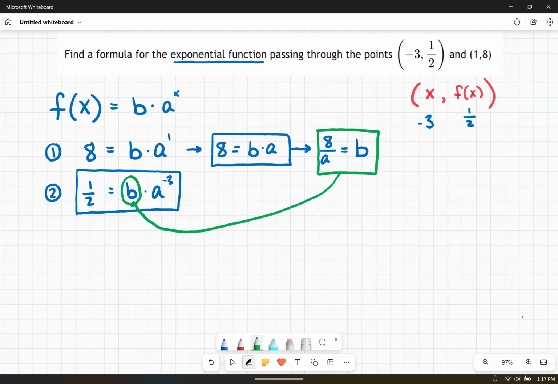And this equation right here, 8 over a, is saying the fraction 8 over a and the letter b are interchangeable. They're equal to each other. All right, so now let's take this second equation, and instead of using b, let's say 1/2 is equal to, well, what is b equal to? That is 8 over a.